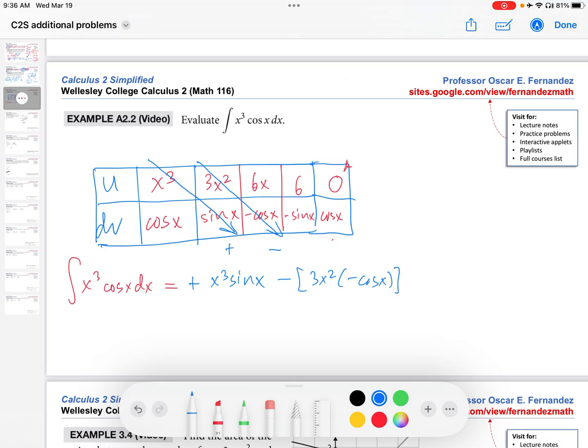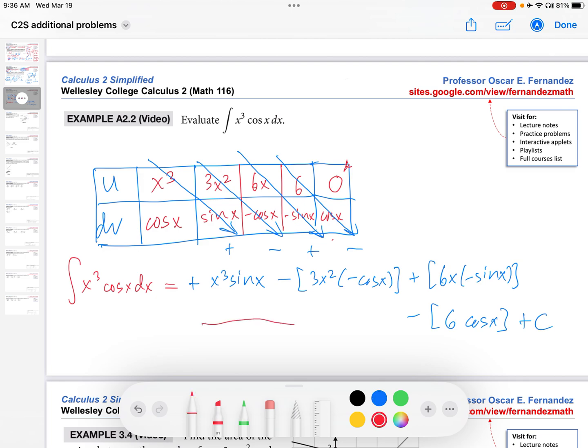And you just keep going like this. Next one, I'm going to multiply this diagonally, alternate the sign, plus. So we got plus 6x times negative sine x. And then finally, one more box here. We multiply these two, alternate the sign, negative. So minus 6 cosine x. And then we need our plus C, because that's an indefinite integral.